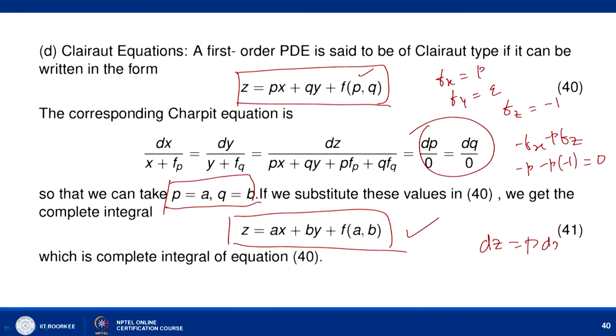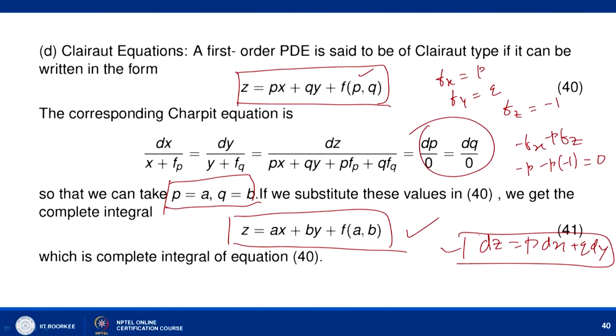Here you need not solve dz equal to p dx plus q dy. That is the important part, because a and b are not independent, they must satisfy the PDE. When you put it back into the PDE, you see that it does not involve p and q, it is simply a relation between x, y, z and two arbitrary parameters. So it will come out to be your complete integral. You need not solve dz equal to p dx plus q dy and so on. That is the idea in the Clairaut equation.